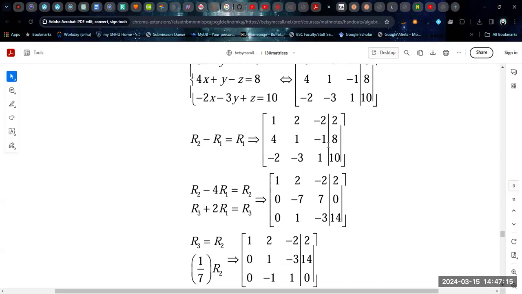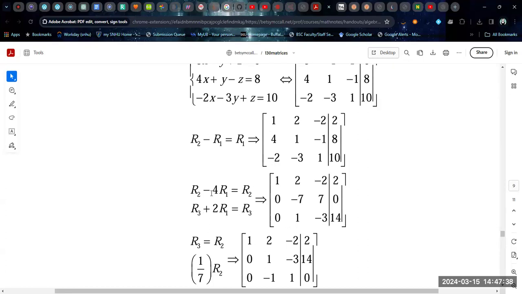Now, once I have this one, I want to use this 1 to get rid of the 4 and the -2. So I'm going to take -4 times R1 and add it to R2 and put that back in place of R2. And then I'm going to take 2 times R1, add it to R3 and put that back in R3.